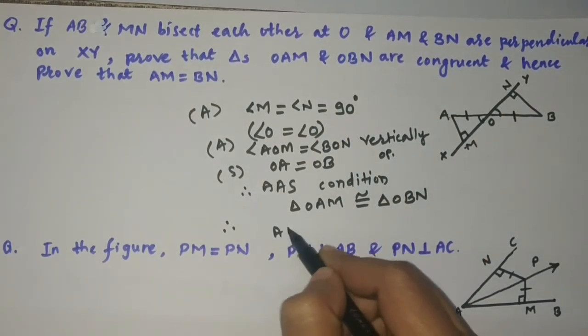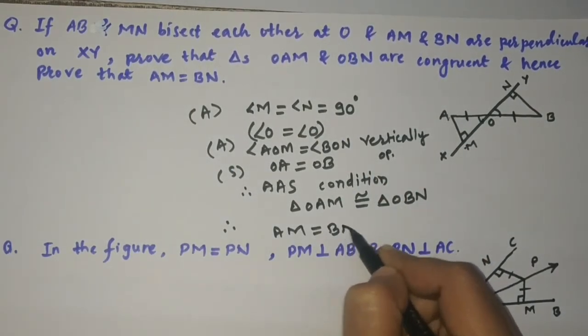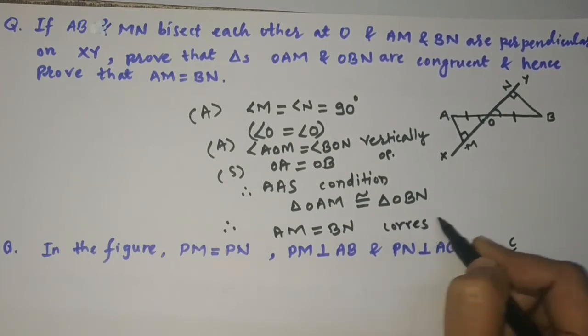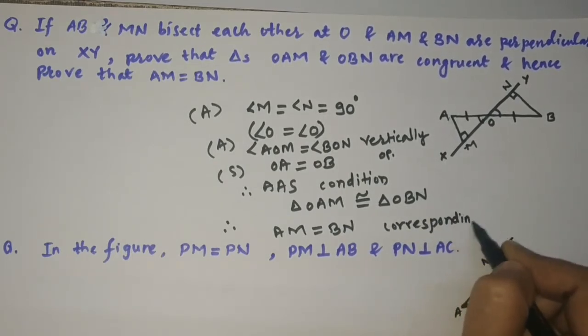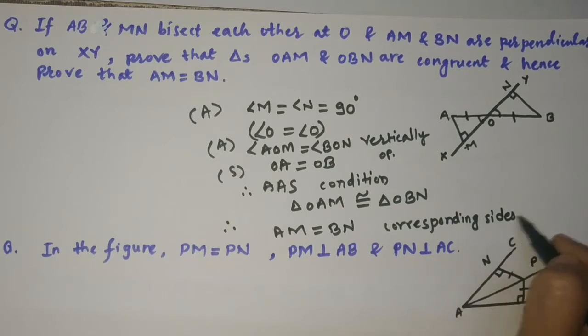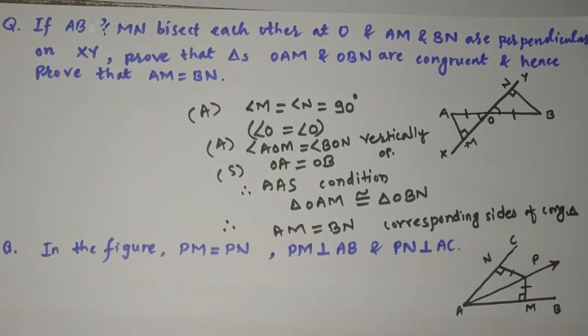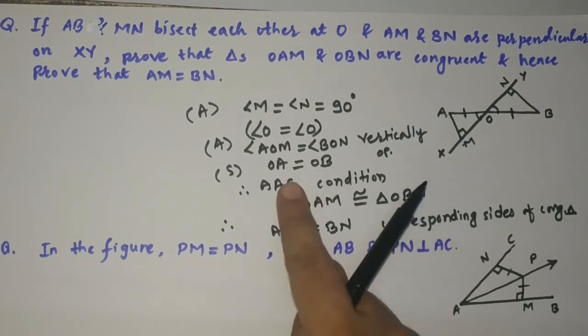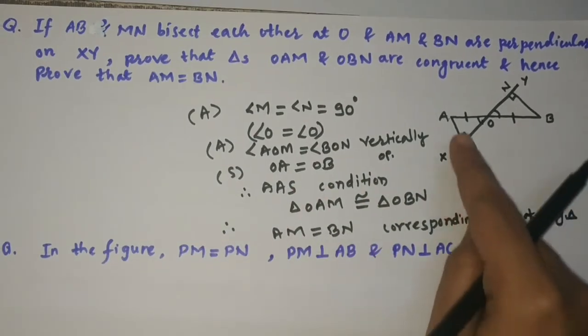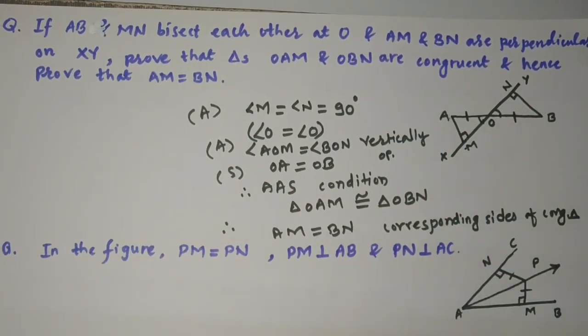Therefore I can write AM is equal to BN. Reason: corresponding sides of a congruent triangle. Once two triangles become congruent, the remaining angles and sides will also be congruent.